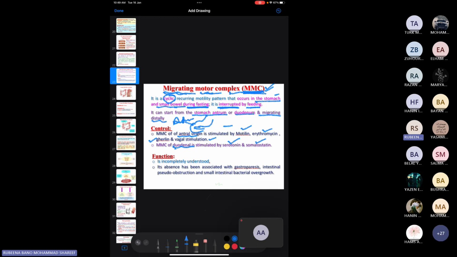that when it is absent in a person, they will suffer from gastroparesis. Paresis means weakness, gastro means stomach, so weakness in the stomach, or intestinal pseudo obstruction, or small intestinal bacterial overgrowth. So these are the conditions which can develop in individuals who don't have MMC. But what is the mechanism? The exact mechanism is not known.